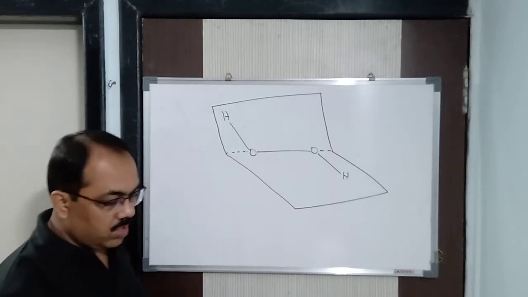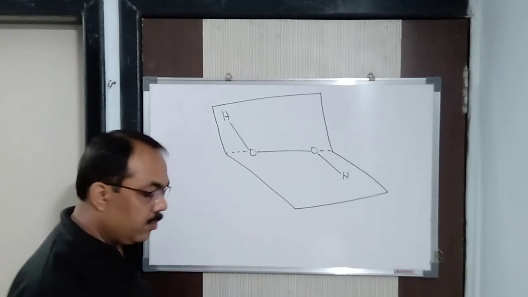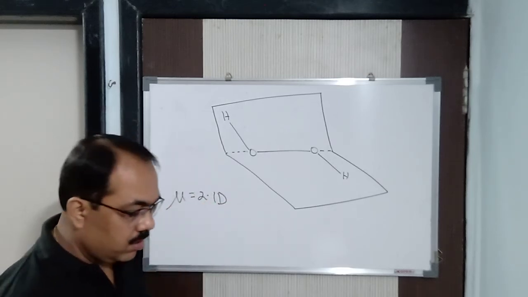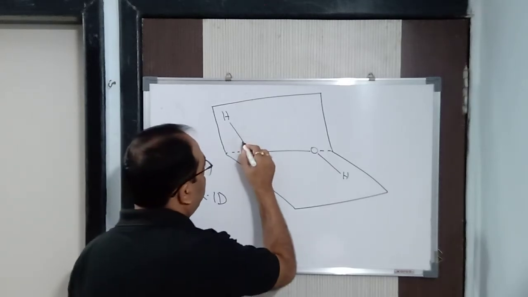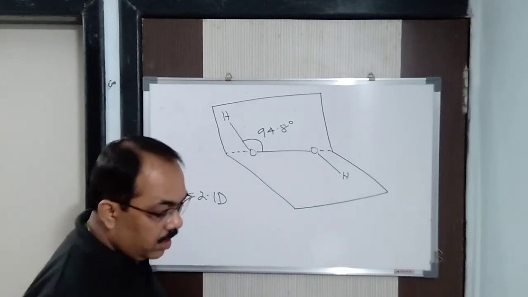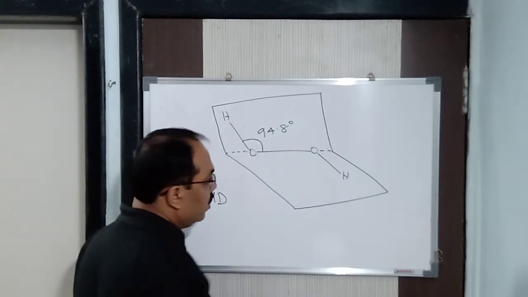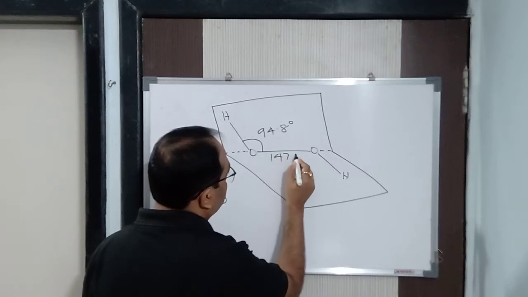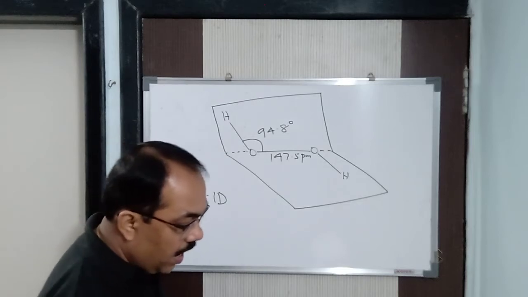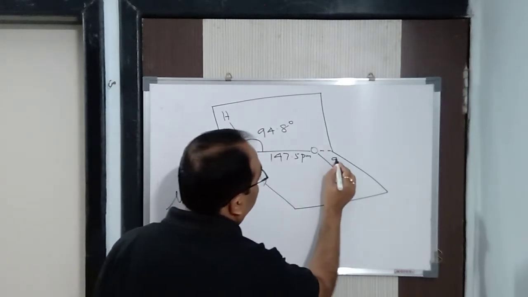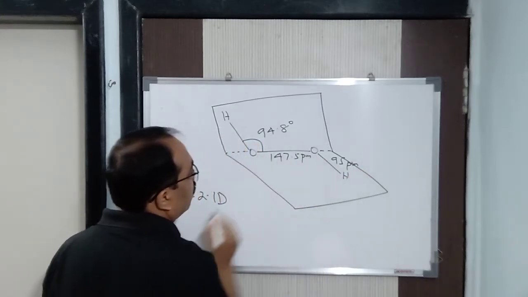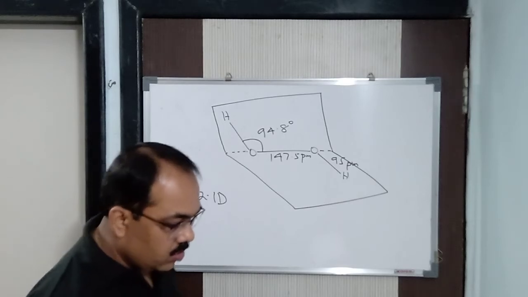This is called an open book structure in hydrogen peroxide, where the dipole moment is 2.1 D. If you see the bond angle here, it is 94.8 degrees. The oxygen-oxygen bond length is 147.5 picometer, and the oxygen-hydrogen bond length is 95 picometer.